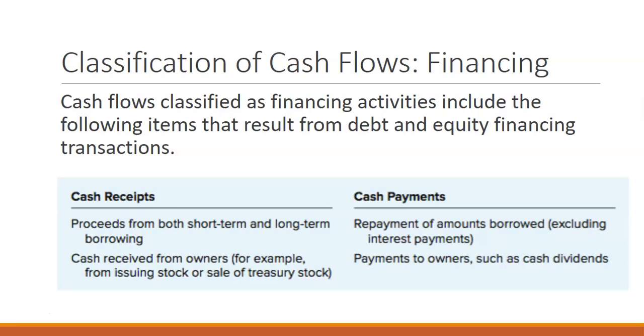Financing are proceeds from short and long-term borrowing. So this would be a notes payable, and cash received from owners for issuing stock. There are also the cash payments that we give out, such as cash dividends or repayment of loans, with the exclusion of interest payments, because interest payments go in the operating activities section.